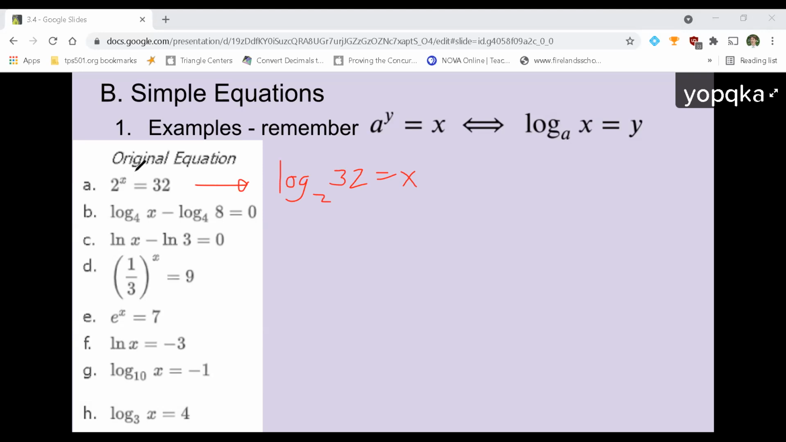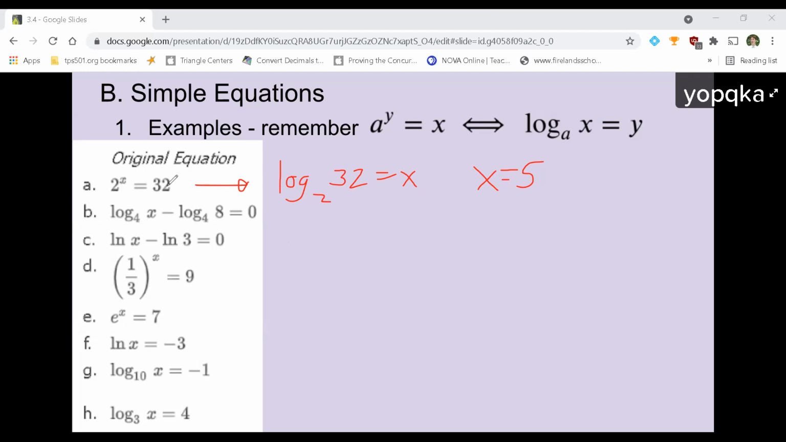How many times do you have to multiply 2 by itself to get to 32? 4, 8, 16, 32. It's 5. Yep, x is 5. And you can do that in a calculator, log of 32 divided by log of 2. Or if you go into the math, you could do the change of base.